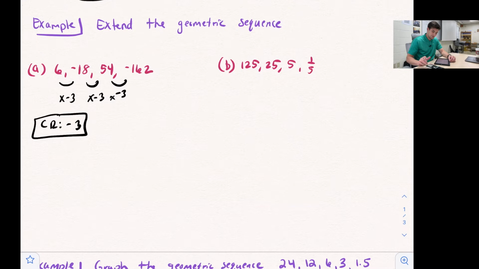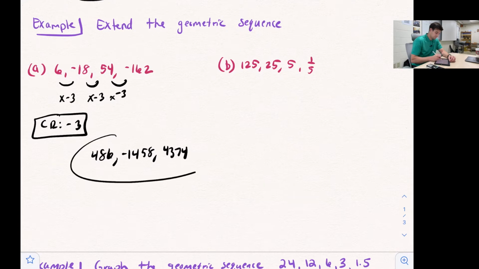And let's write our next 3 terms. We can say negative 162 times negative 3, and we get 486. Times negative 3, negative 1,458, and times negative 3, 4,374. Okay.